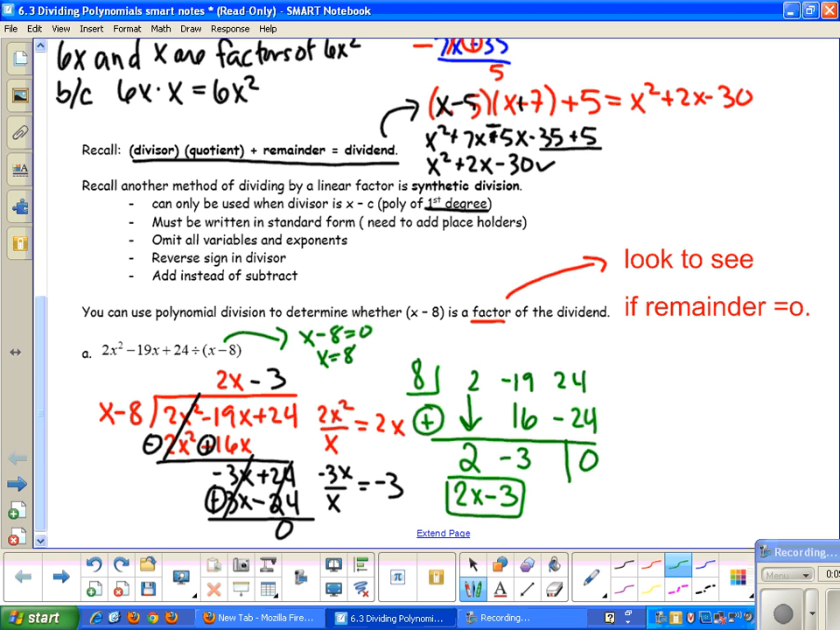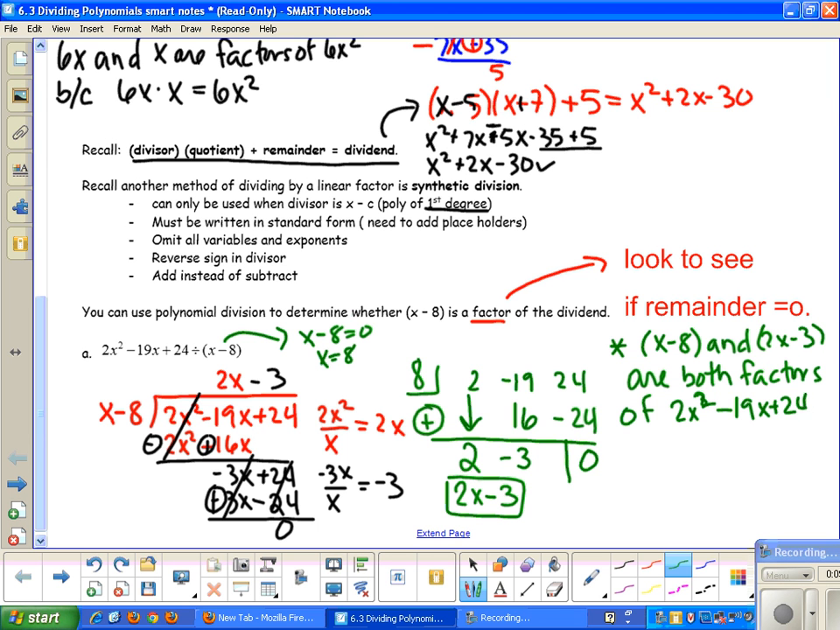So because my remainder is 0, we know that x minus 8 and 2x minus 3 are both factors of 2x squared minus 19x plus 24. So that means if we were to multiply x minus 8 times 2x minus 3 together, it would give us this polynomial equation right there.